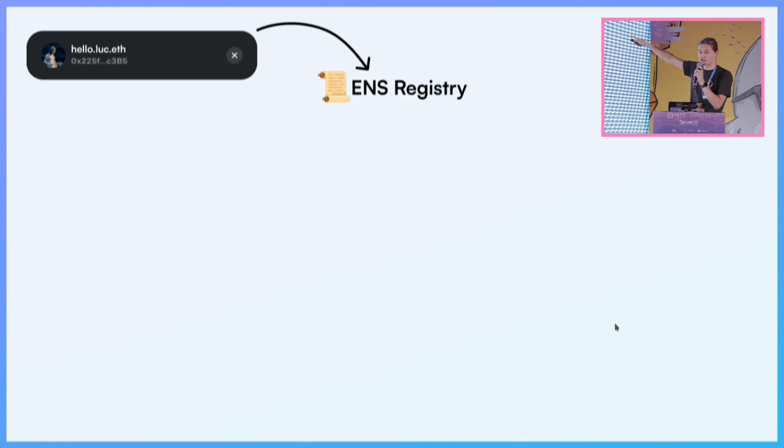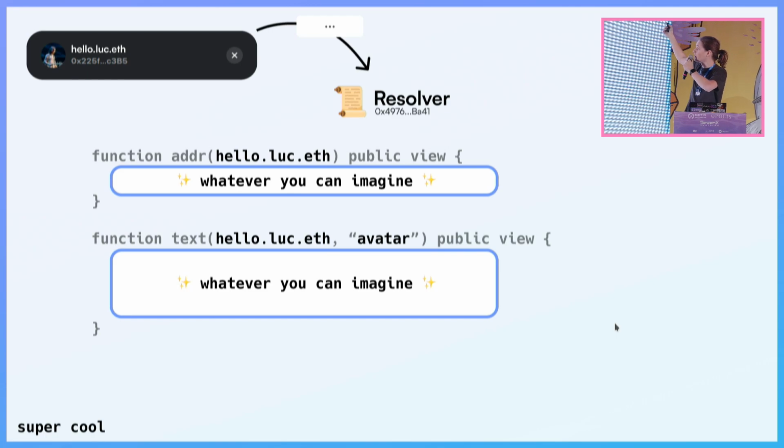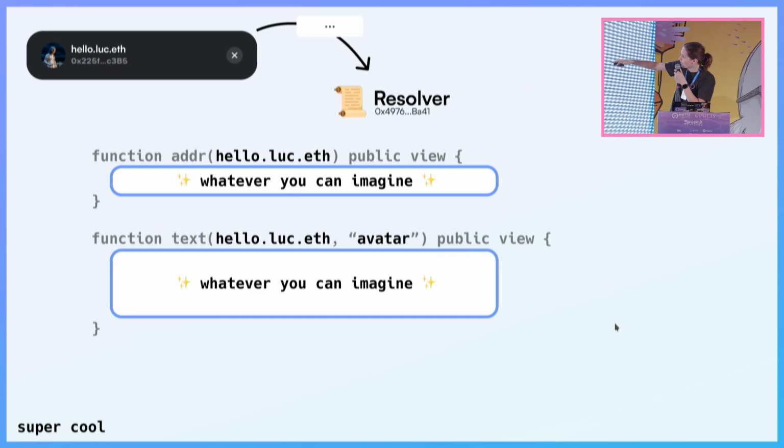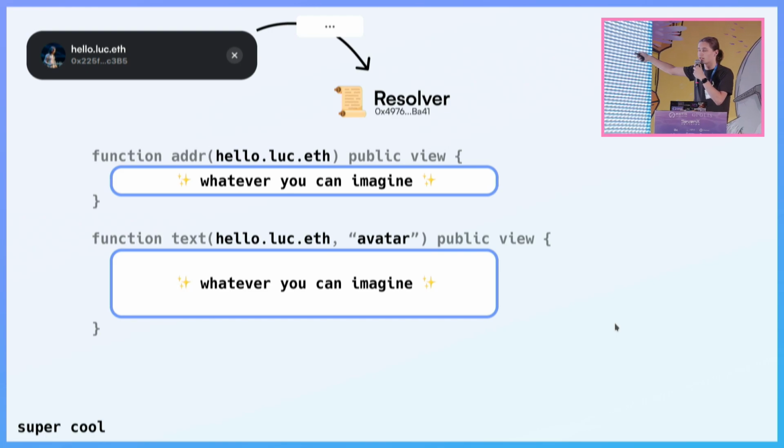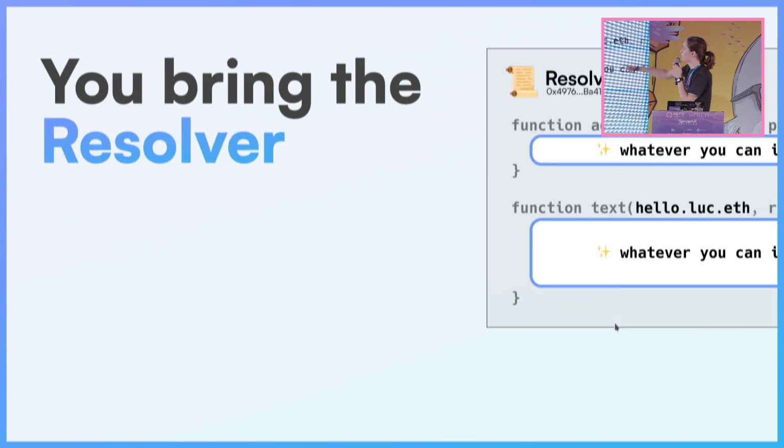Hello.luc.eth. Same story. Reaches out to the registry, reaches out to the ETH registrar. Look, I skipped like 12 slides here. And then it gets the resolver. Your magic happens. It returns all the information. And hello.luc.eth suddenly exists. So you can do all that fun DAO and NFT magic that I talked about earlier. GG easy. Next.